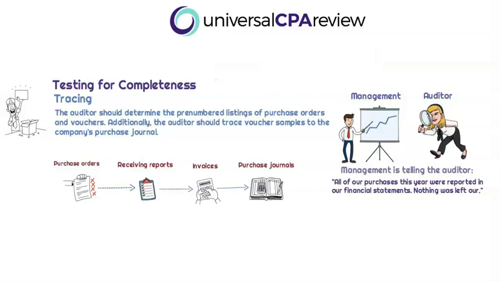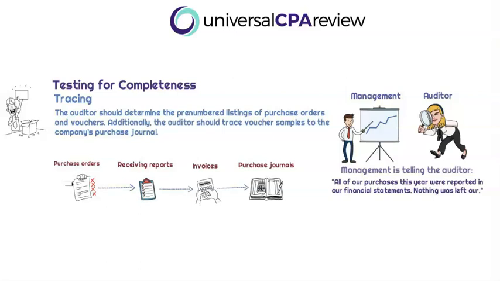So when we're thinking about completeness, the auditor is once again going to be tracing, right? When I say completeness, you say what? Tracing. We're going to make sure that everything is completely reported, right? Nothing has been left out. So the auditor should determine the pre-numbered listings of the purchase orders as well as the vouchers and trace forward.